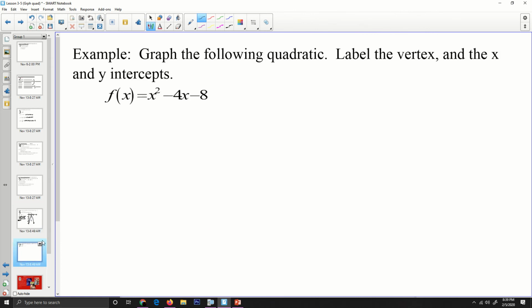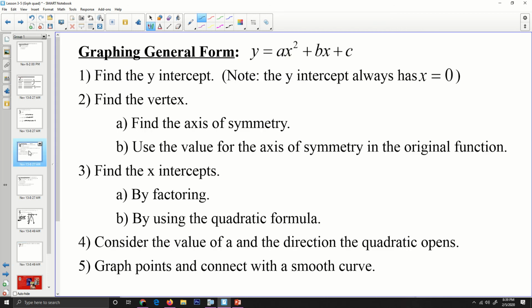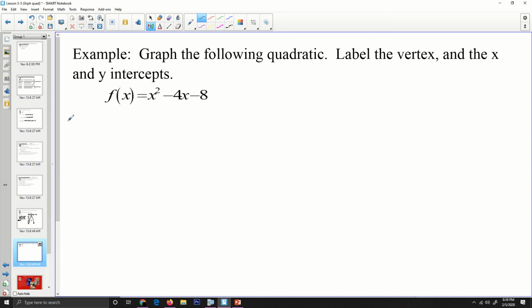Graph the following quadratic. Label the vertex and the x and y intercepts. So let's go through that process that I have right here. We're going to find the y-intercept. When I let x equal 0, I find my y-intercept, and so that linear term becomes 0, and 0 minus 0 minus 8 is -8.